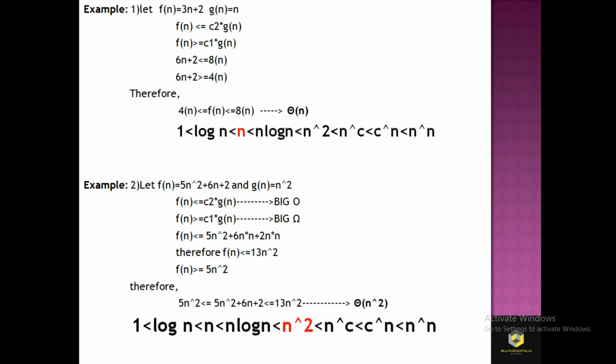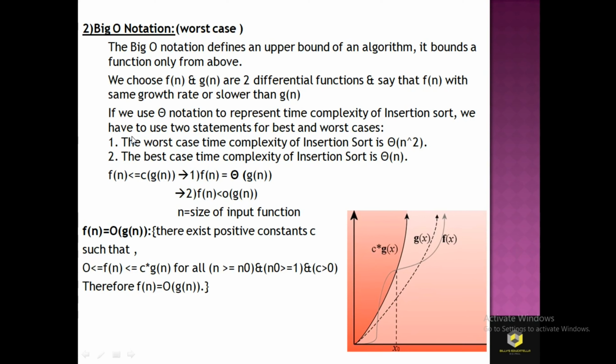the omega notation values. Now coming to the big O notation, which is used to measure the worst case scenario of the algorithm. The big O notation defines an upper bound of an algorithm. It bounds a function only from above. Here f(x) and g(x) are two functions. Here f(x) must be bounded by the function only from above.